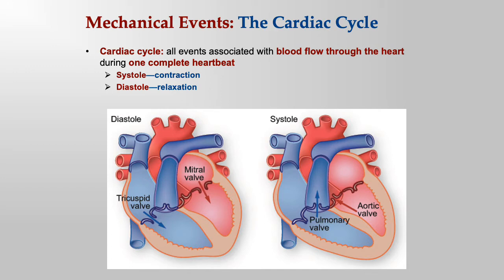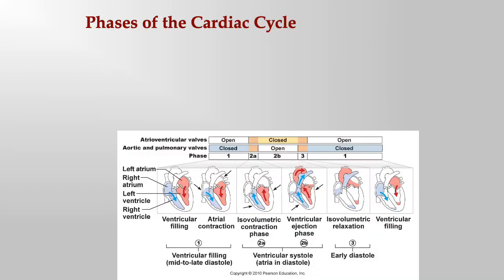Remember, in order to pump, the heart has to contract to pump blood out, and then there has to be a relaxation period when the blood can flow back in. So that's what's going on. Systole is contraction. That's when blood is being pumped out. Diastole is relaxation. That's when blood is flowing back in again. Let's look at the phases of the cardiac cycle.